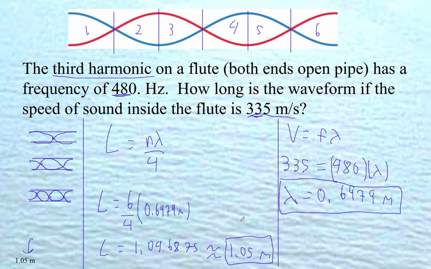We got it. So we couldn't do this first because we didn't have either the length of the pipe or the wavelength. So if you're looking at it and you go, wah, wah, wah, do this first. If you can't do this, do this. If you can't do this, do this, okay?